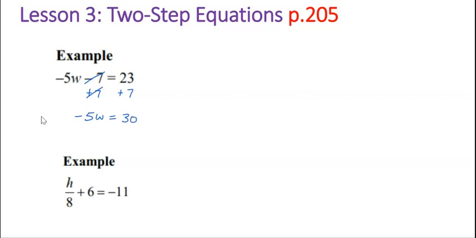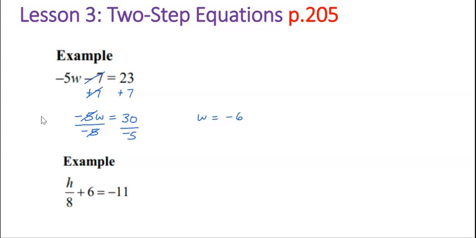And now we can isolate w. We're going to divide by negative 5 because we are multiplying to w. So we divide, canceling, and we divide on the other side. w is equal to 30 divided by negative 5. w is equal to negative 6.